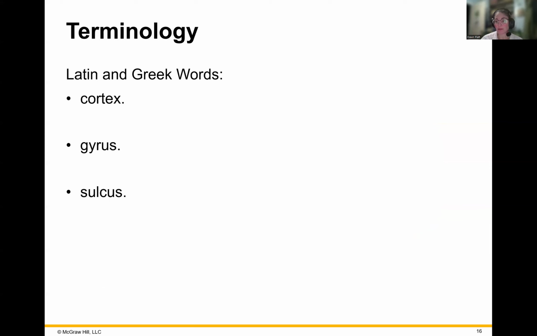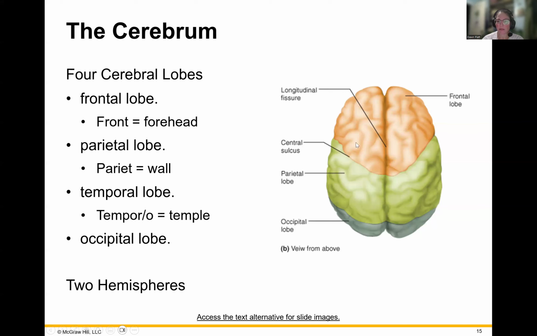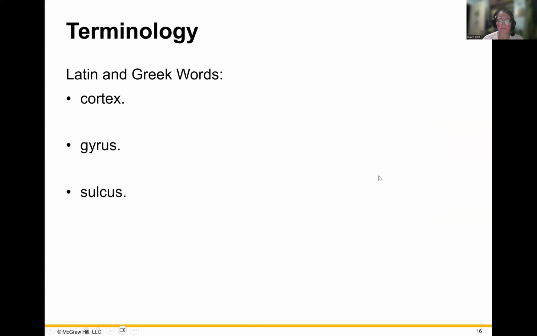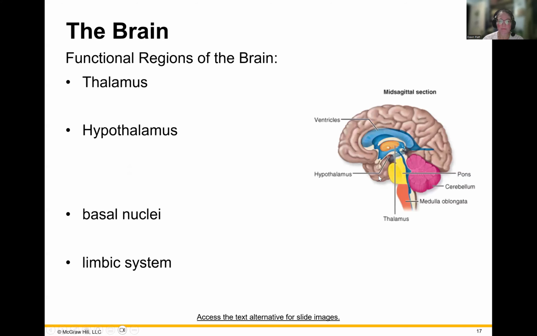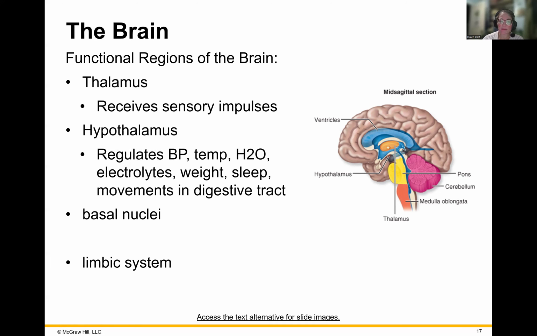Terminology: we've seen the term cortex before, but let's see it again. And a gyrus and a sulcus. And this just has to do with the description of these different areas right in here in the brain. Different regions of the actual brain in here. You have your thalamus, your hypothalamus, basal nuclei, and our limbic system.